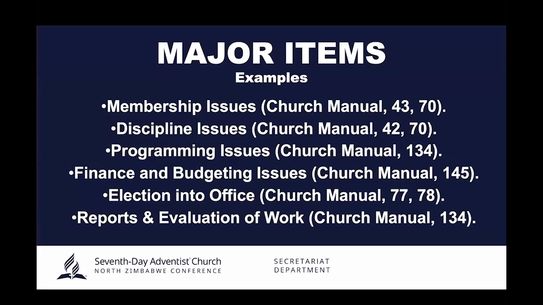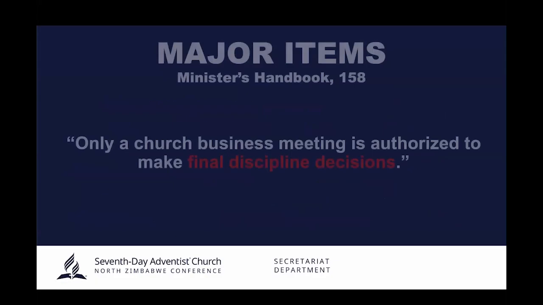Then election into office, pages 77 and 78, is done by the church. So no one will get into an office without the official approval of the business meeting. Then the reports and evaluation of work, according to page 134, are supposed to be done by the business meeting. So we are supposed to report activities, and evaluation of work is also done by the business meeting.